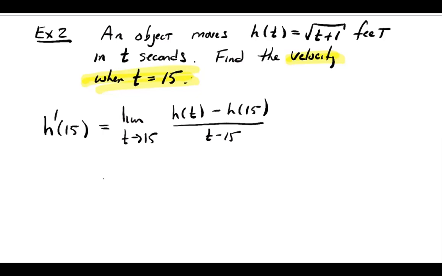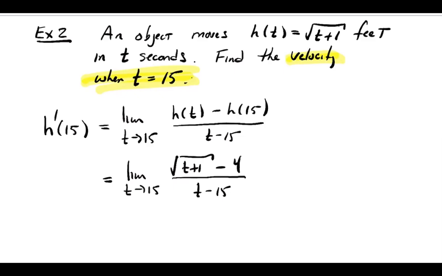Now let's start looking at the details for this h. So that's the limit as t approaches 15. H of t is, well, it's the square root of t plus 1. What's h of 15? If you plug 15 in for t, you get 15 plus 1 is 16 under the square root. The square root of 16 is 4. So I'm just going to write a 4 there for that h of 15, and I have to divide that by t minus 15. And then pause the video.